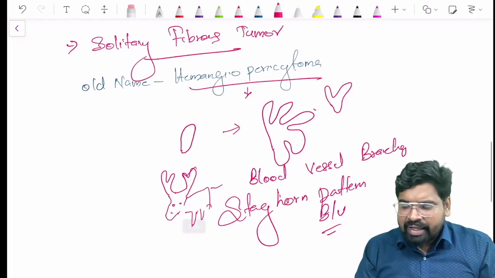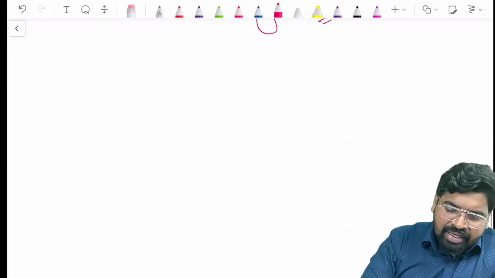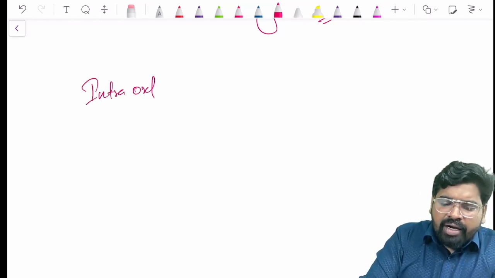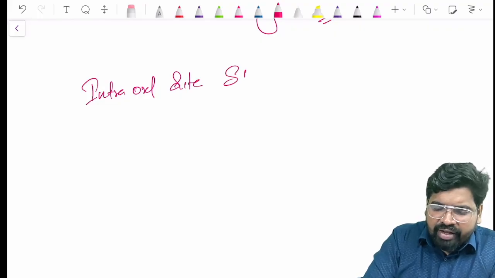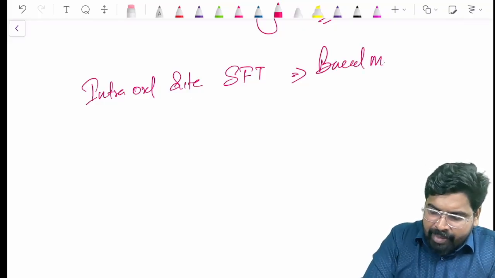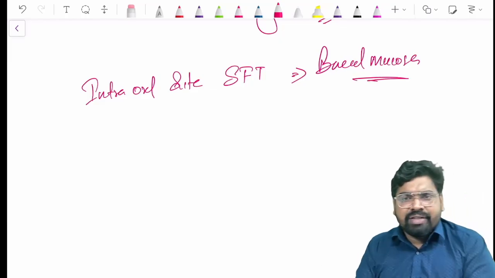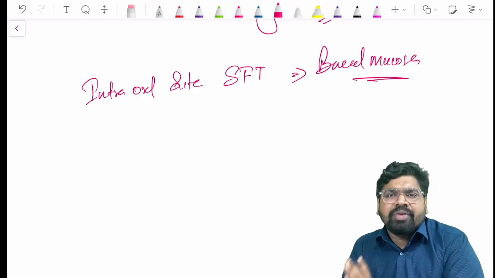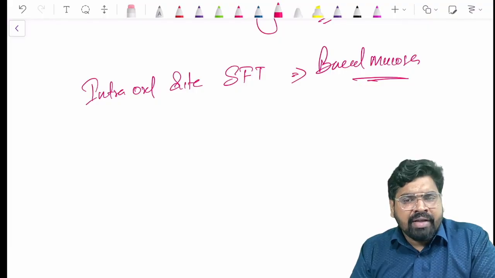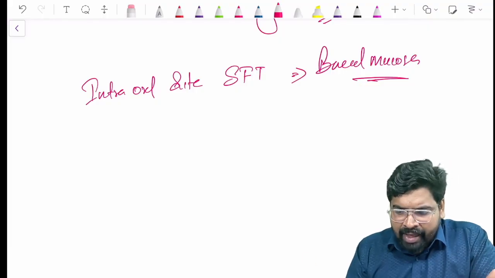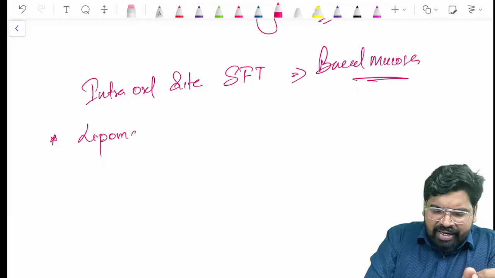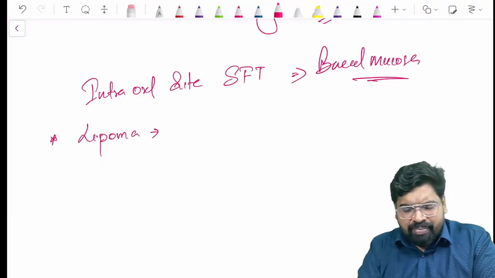Okay, so this is one thing. And the question they have asked in NEET was, which is the intraoral site where you see solitary fibrous tumor? Again, it is most commonly seen in your buccal mucosa. Buccal mucosa is the most common site for your solitary fibrous tumor. So this is one very important thing, SFT. They may have many questions. And next one, I would like to discuss lipoma. Lipoma is very easy. Lipoma is a benign tumor of your adipose tissue.